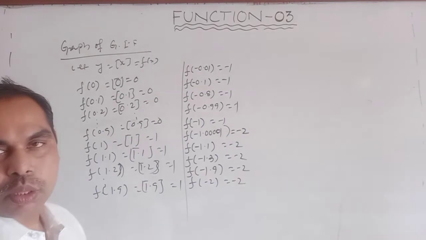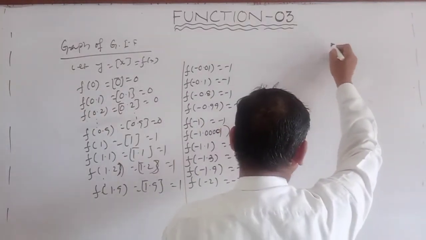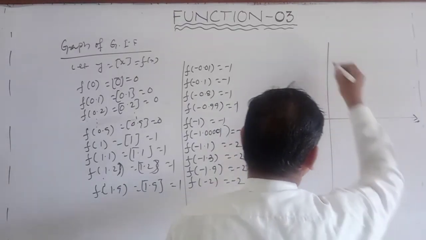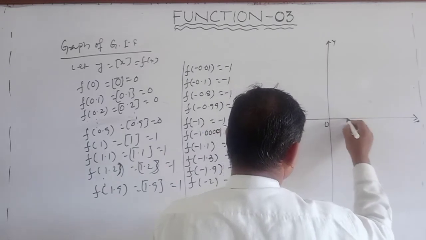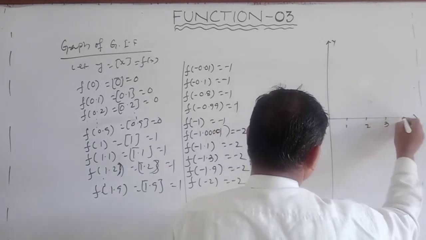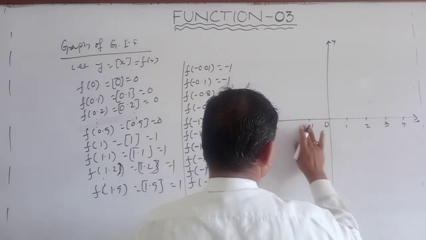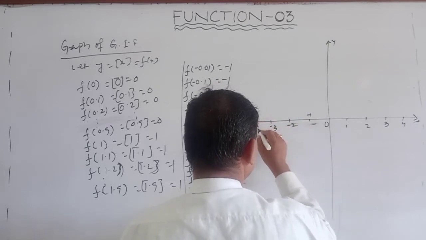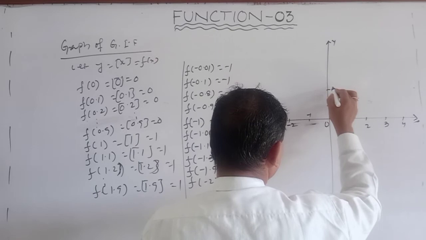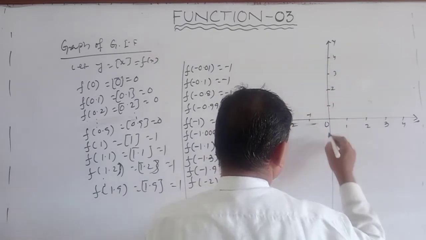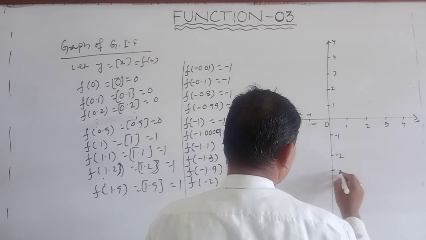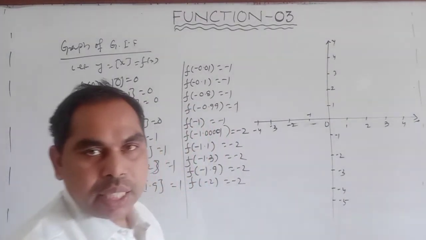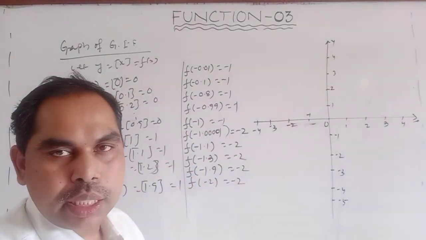Now look at the graph. This is x, this is y, this is the origin. Mark 1, 2, 3, 4 and minus 1, minus 2, minus 3, minus 4 on the axes. Look, when x is equal to 0, y is equal to 0.